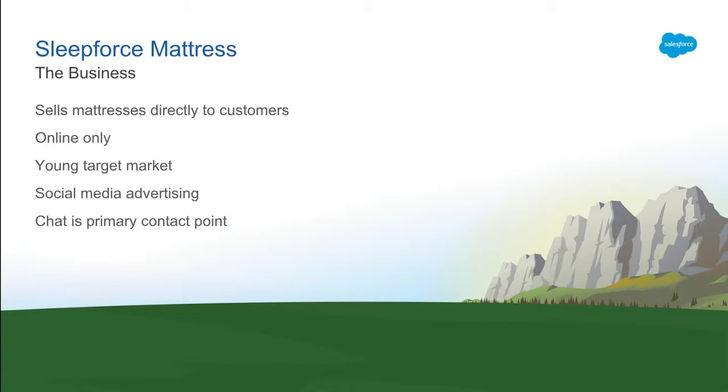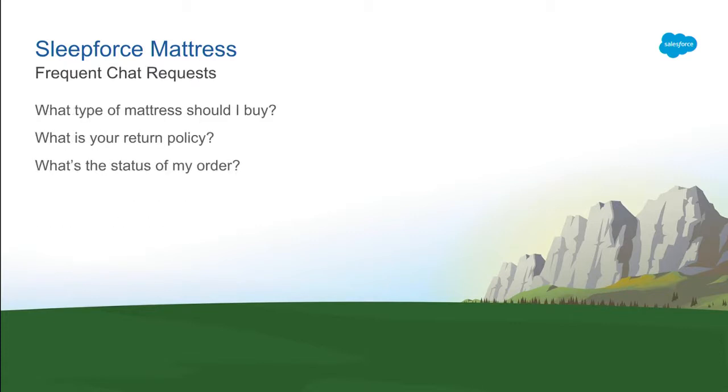With the young target market, as well as doing a lot of advertising on social media, we drive a lot of our contact directly to our website. And really the main form of contact that our customers and potential customers have with the organization is through chat. We use that in order to connect with our customers, talk more about potential purchases that they want to make, but that is our primary point of contact.